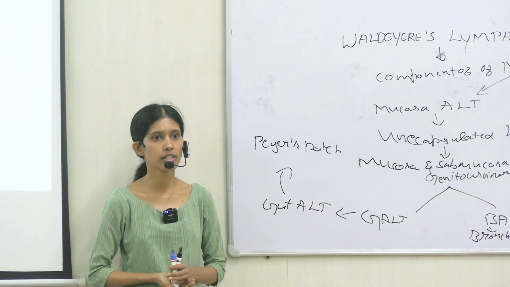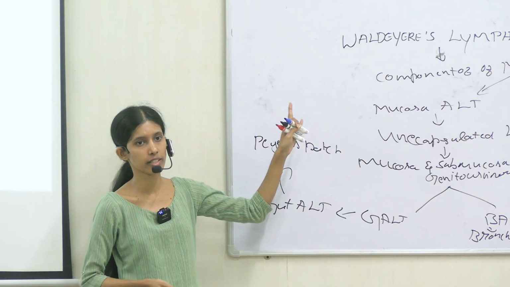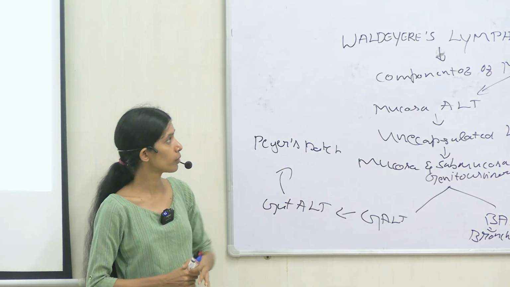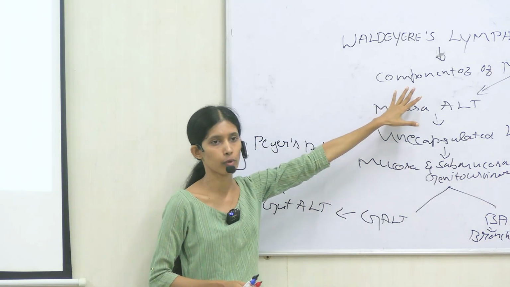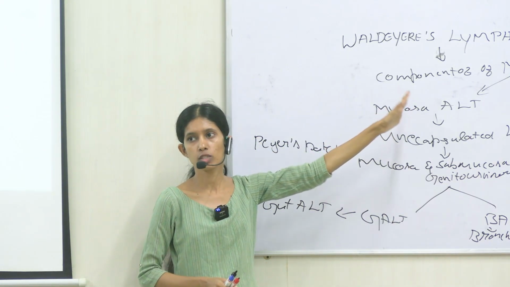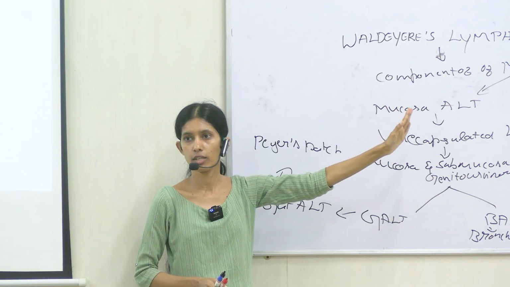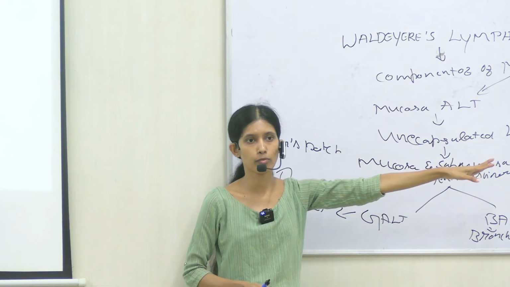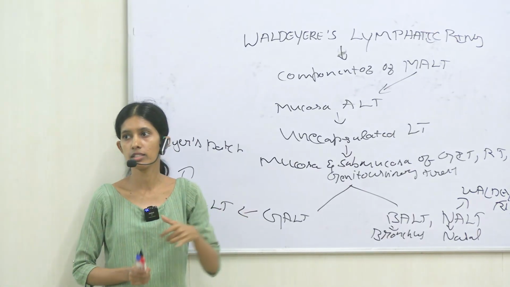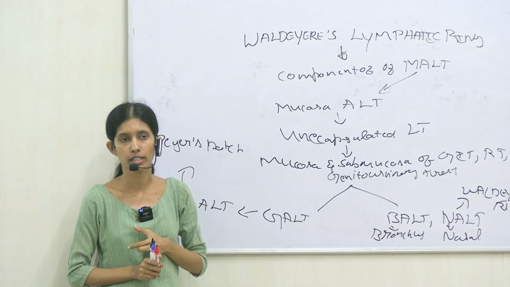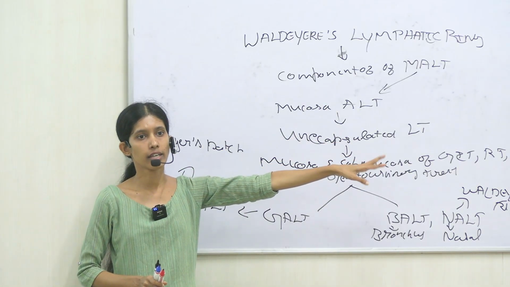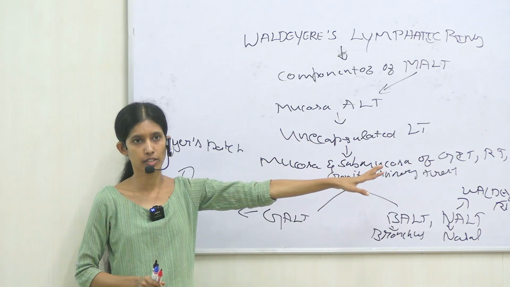Whenever you are writing about Waldeyer's ring, you have to mention the concept of MALT. So remember, your Waldeyer's ring is a component of MALT. MALT stands for Mucosa-Associated Lymphoid Tissue. In the secondary type of lymphoid tissue, we have two categories, capsulated and uncapsulated lymphoid tissue. Your MALT is an example for uncapsulated lymphoid tissue.